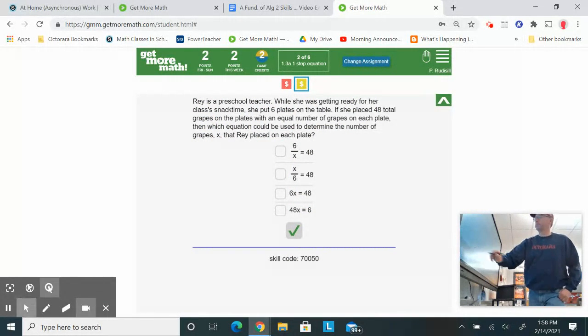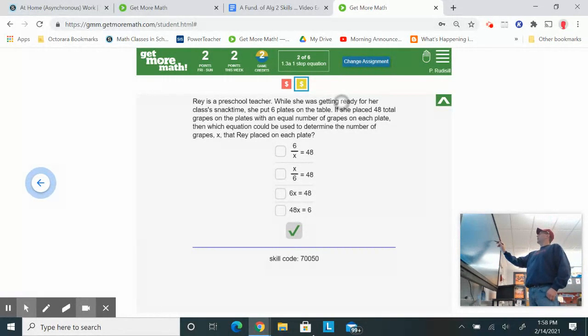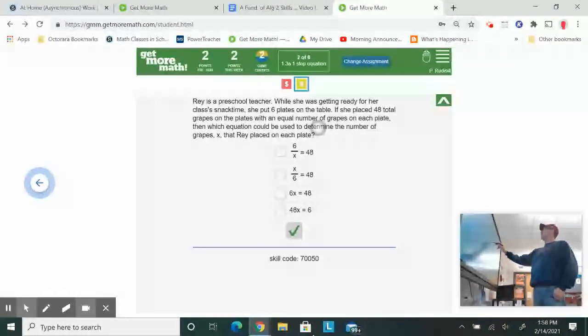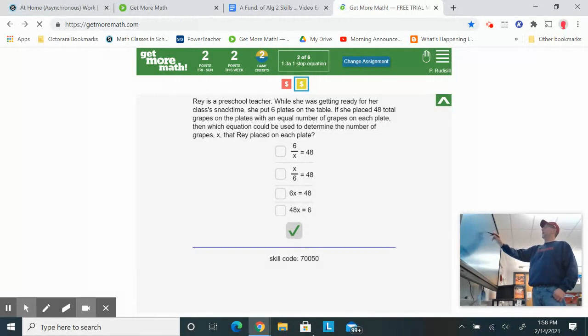Next problem. Ray's preschool teacher, while she was getting ready for her class's snack time, put 6 plates on the table. If she placed 48 total grapes on the plates with an equal number of grapes on each plate, then which equation could be used to determine the number of grapes x?